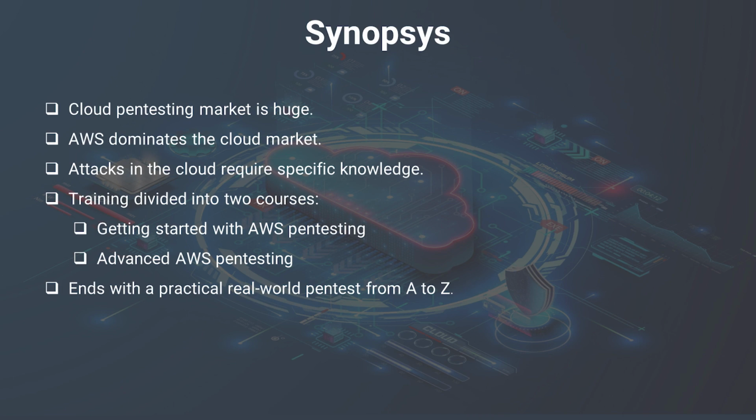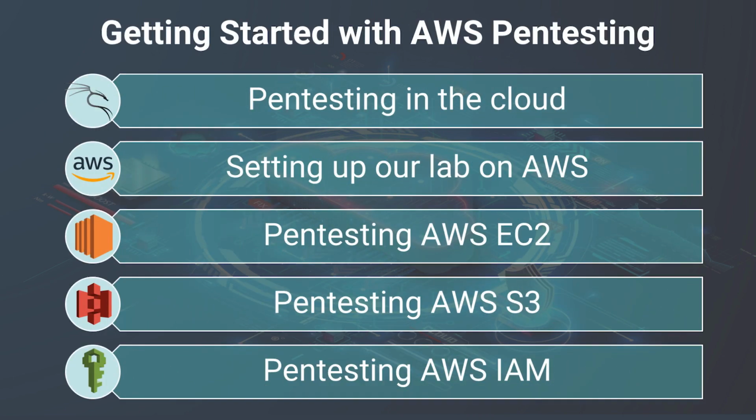The training will be divided into two courses. The first one is called Getting Started with AWS Pentesting, and the second one is called Advanced AWS Pentesting. It will end with a real-world pen test from A to Z. The first course, Getting Started with AWS Pentesting, is divided into 5 chapters.